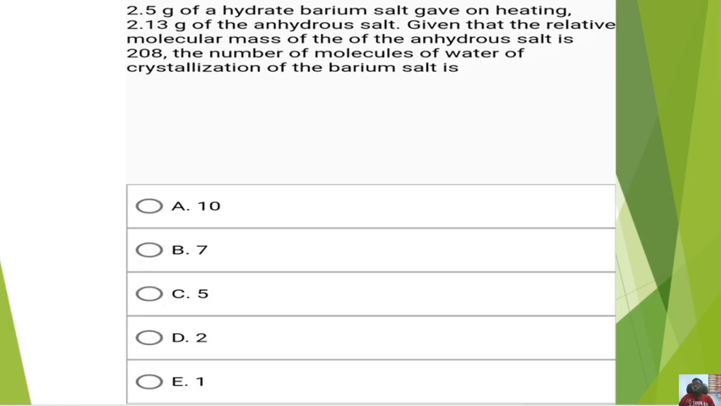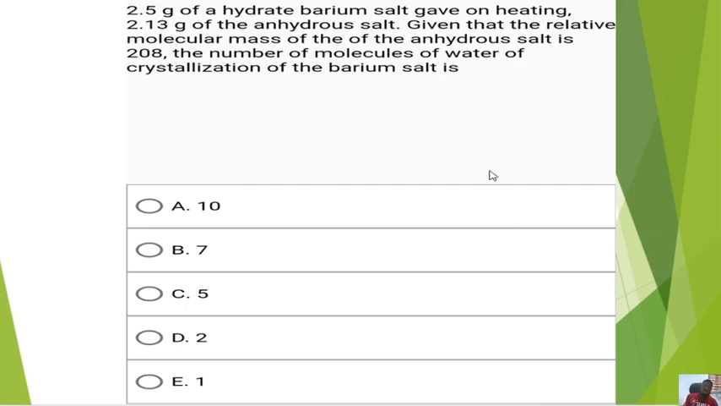Now, before we even solve a question, note that you are likely to be given the molar mass of your hydrated salt. But if you're not given the molar mass of hydrated salt and you're given that of anhydrous, it means that you're going to use the anhydrous formula. So it's just that basically. In some cases, you need to use the hydrated formula. In some cases, you need to use the anhydrous formula. Whichever the case is, just look at it, understand it, and apply your formula.